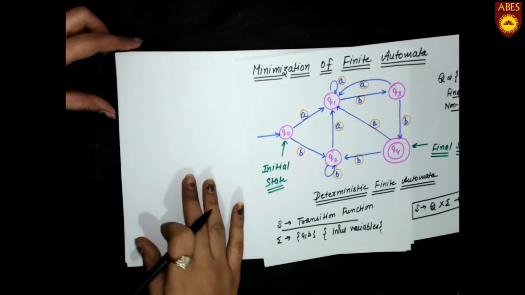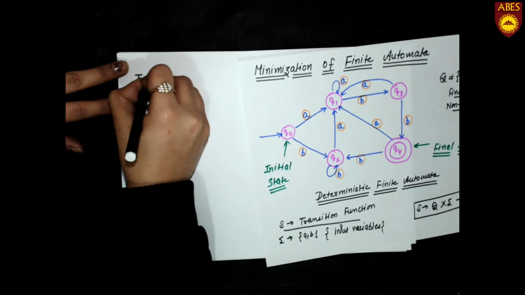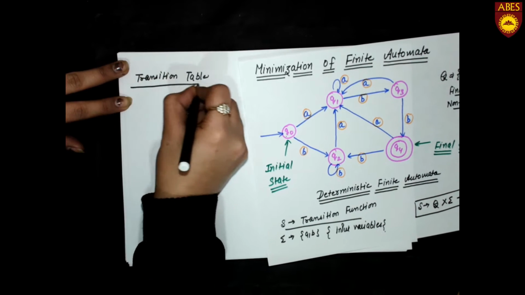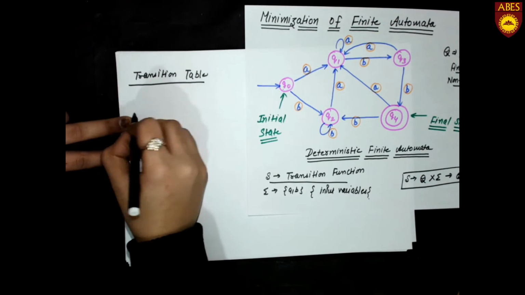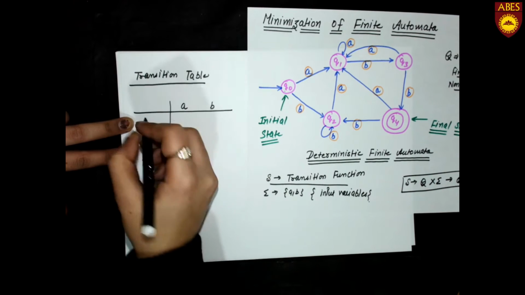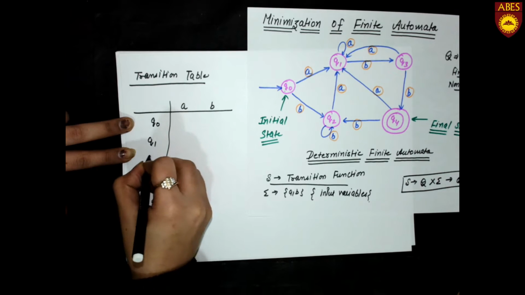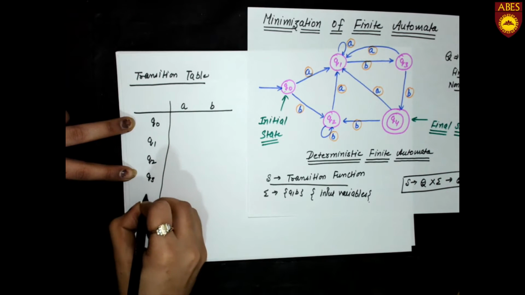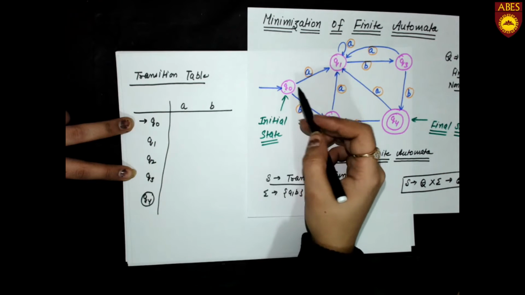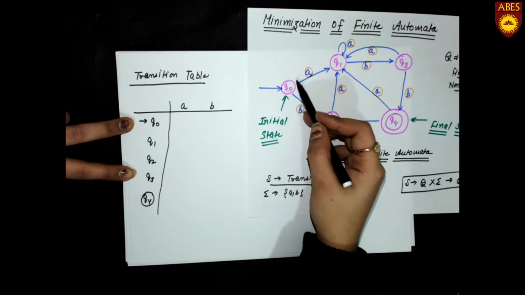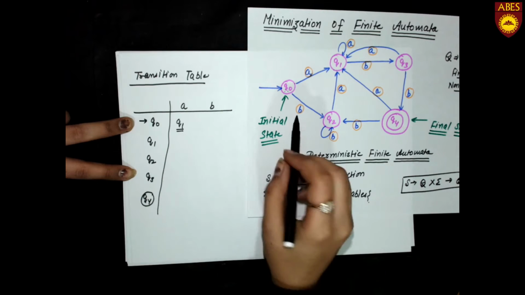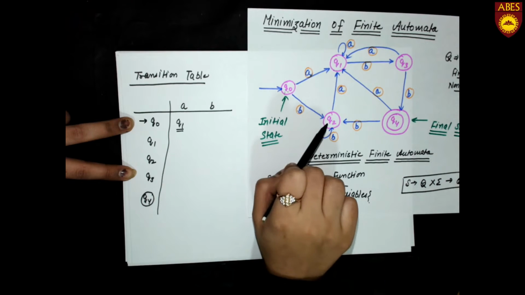Now we are going to draw the transition table from this diagram. In the transition table, we have two inputs, A and B. We have 5 states Q0, Q1, Q2, Q3 and Q4. This is our final state and this is our initial state. When we apply input A to Q0, the output state is Q1. When we apply B to Q0, our output state is Q2.